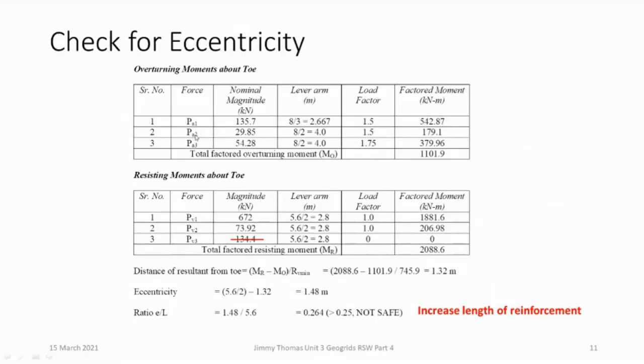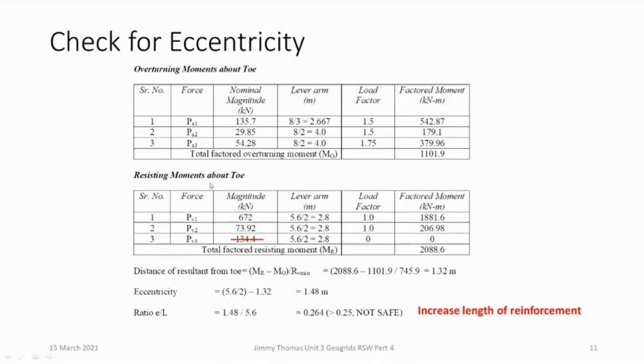Similarly, this is due to the earth pressure due to dead load surcharge. The magnitude is 29.85, which we calculated earlier. The lever arm will be height H by 2, that is 4, with a load factor of 1.5. Then this is the earth pressure due to live load surcharge. Here also the lever arm will be H by 2, 4. The load factor is 1.75. So we take the factored overturning moment, and we get 1101.9.